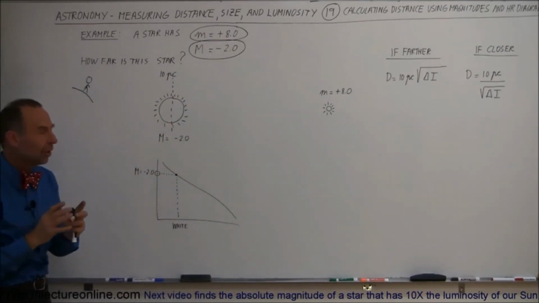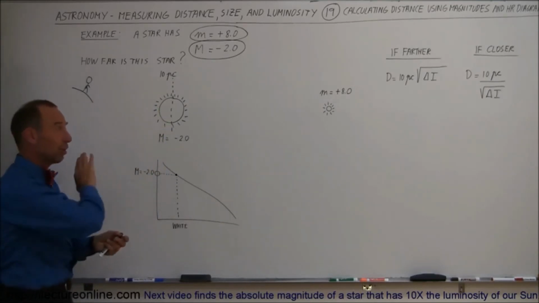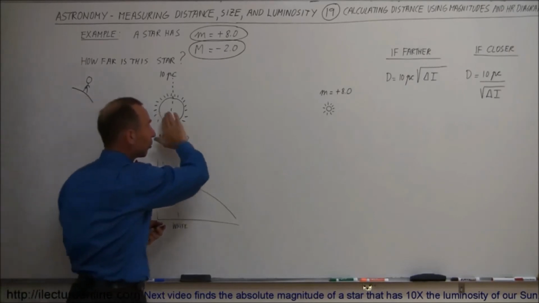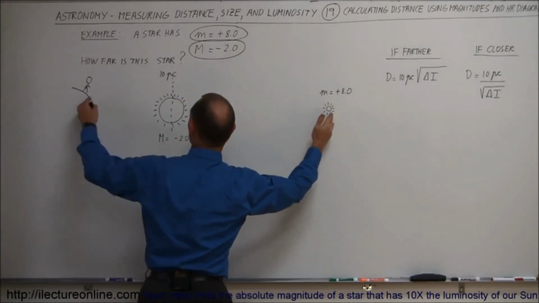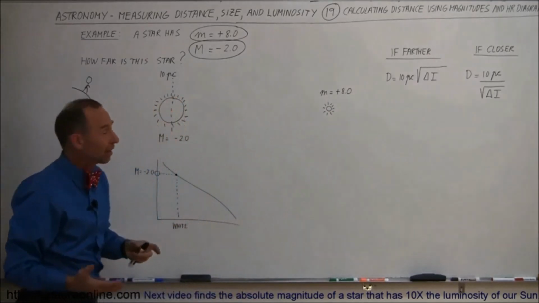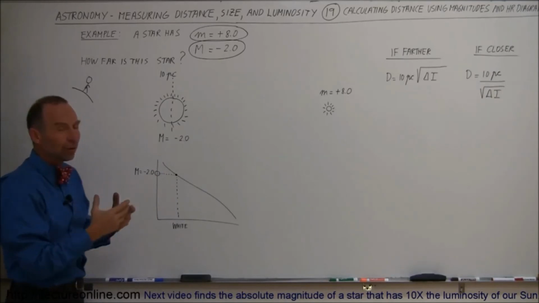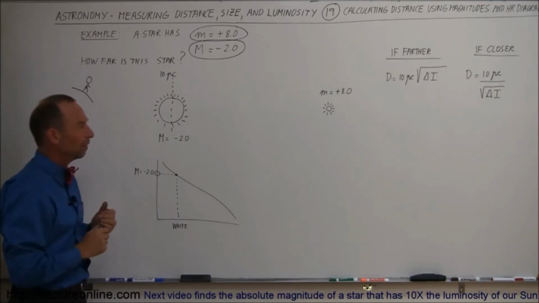So it's a lot dimmer than it would appear to us if it was 10 parsecs away, which then means it must be much farther away. So therefore the star is actually way out here, so it looks like a very, very dim +8 magnitude star. Matter of fact, with the naked eye, you wouldn't even be able to see it. You would need binoculars or a small telescope to see the star.